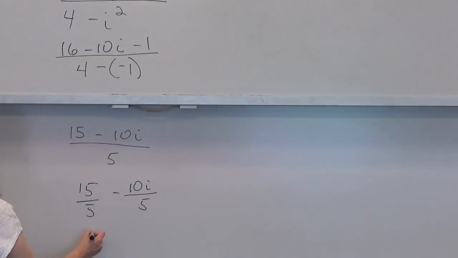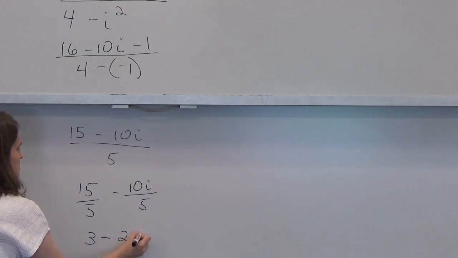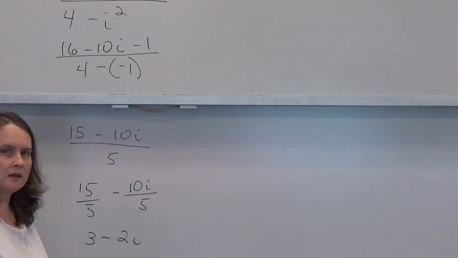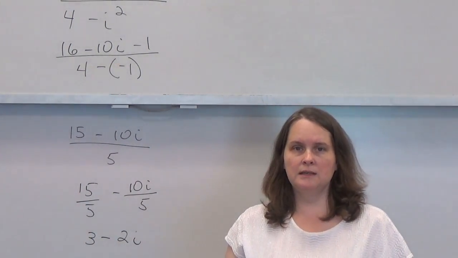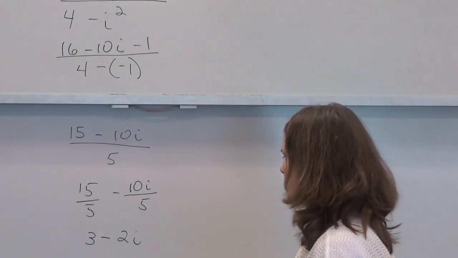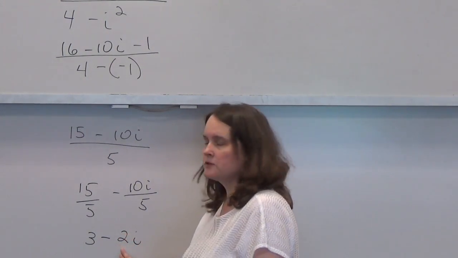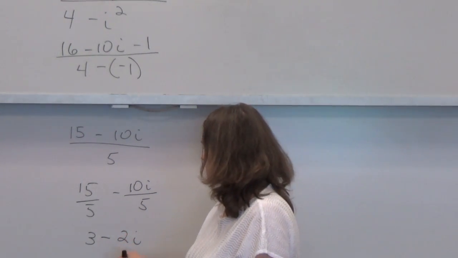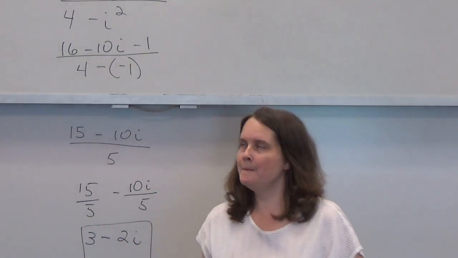So that gives us 3 minus 10 over 5 is 2. 3 minus 2i is our answer. Is that in the correct form? Yes. It needs to be a plus bi. So we've got 3 is a, so 3 would be our real part. Negative 2 is b, so negative 2 is our imaginary part. So our answer is 3 minus 2i.